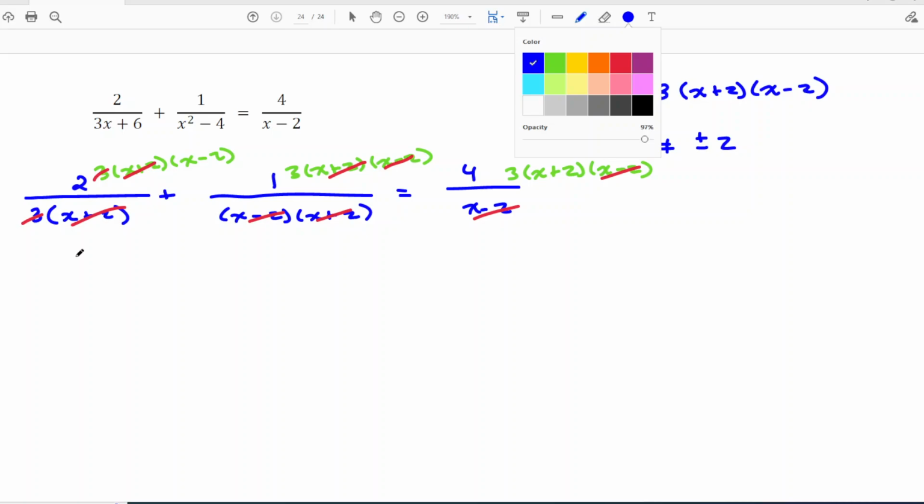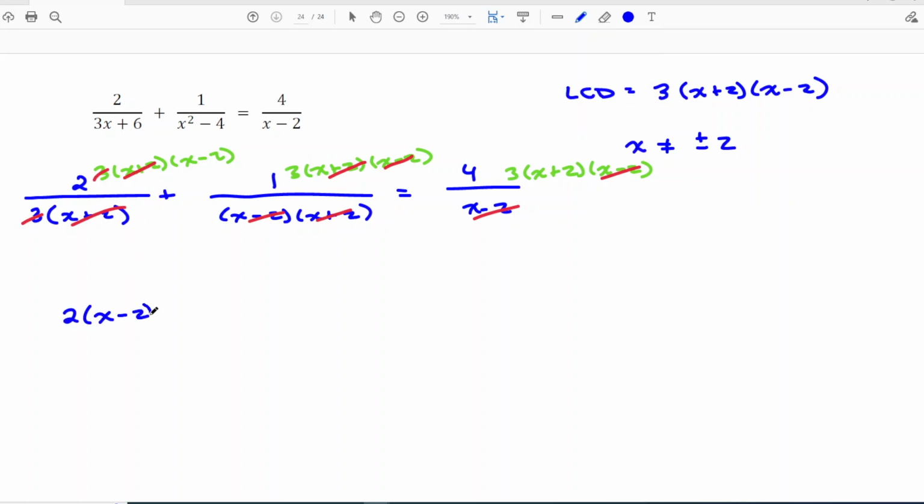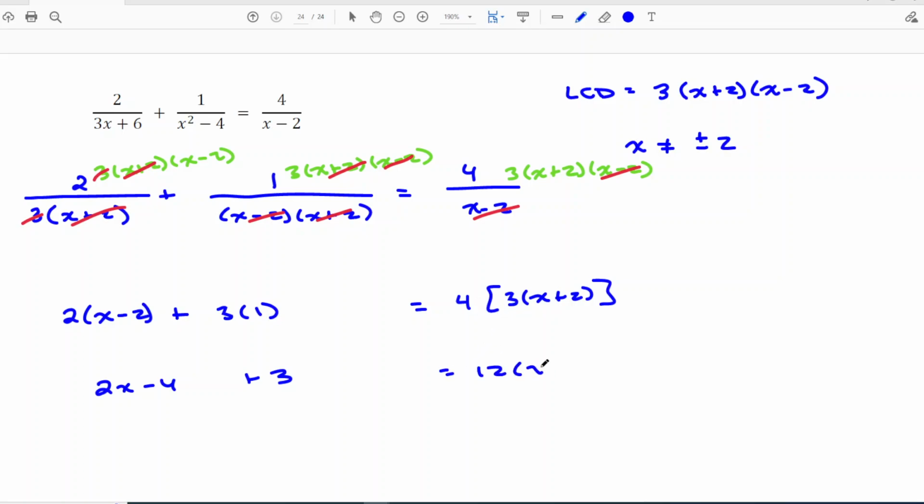Well, I'm left with what I would have done if I was creating that common denominator. I'm left with multiplying the 2 by the x minus 2. I'm left with multiplying the 1 by 3, right? Which isn't actually anything. And then I'm left with multiplying the 4 by a 3 and an x plus 2. So what does that mean? Well, when I go to simplify, I'm going to distribute. And then here, I'm going to do the 4 times 3 is 12, and then multiply it by x plus 2. So over here, I've got 2x minus 1, and over here, I have 12x plus 24.